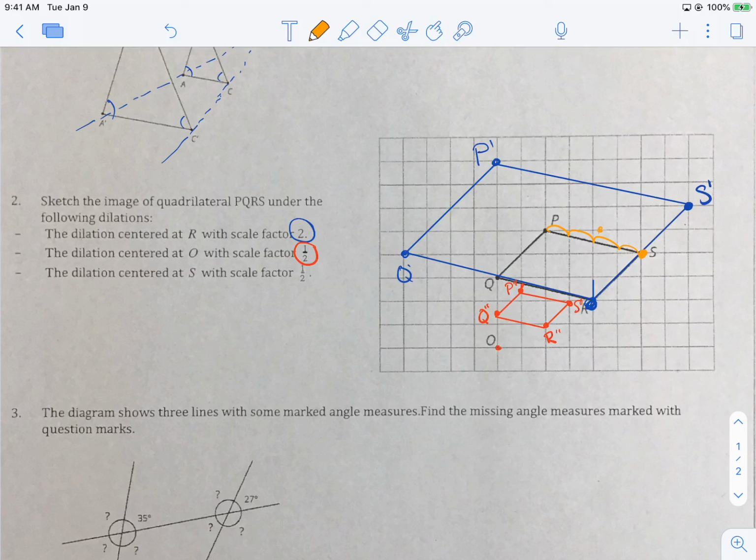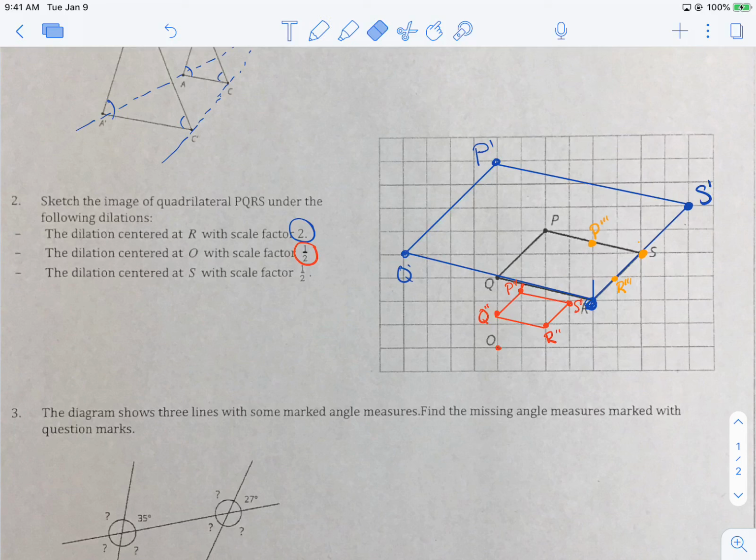So let's do a little more precise calculation. We went up 1 and then over 1, 2, 3, 4. So instead of going up 1, we're only going to go up 1/2, and instead of going over 4, we're only going to go over 2. So 1, 2. So here is our little point. Now this we'll call P triple prime. All right, so S gets to stay. Let's see about R. R is 1, 2 down, and 2 over. We're going to do half of that, so down 1 and over 1. So this will be R triple prime.